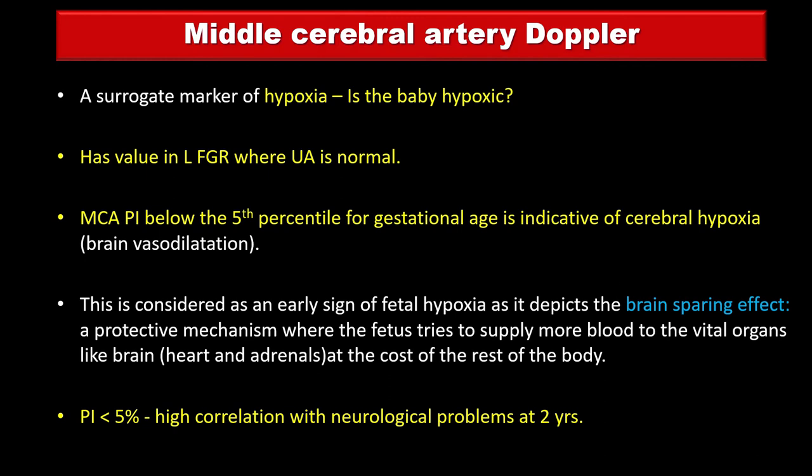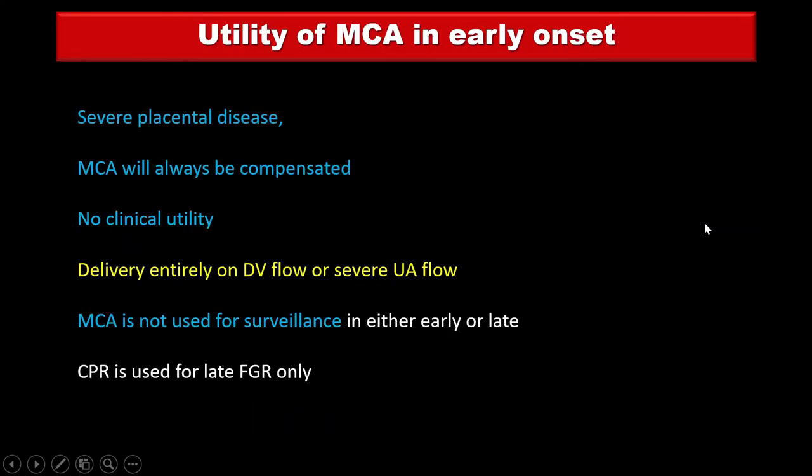Coming to MCA, it is a surrogate of hypoxia. So the question we ask is, is the baby hypoxic? And this has more usefulness in late onset FGR. MCA below 5th centile is indicative of brain hypoxia and brain sparing effect. In early onset FGR, there is severe placental disease. MCA will always be compensated. So it has no clinical utility. Delivery will be entirely on ductus venosus flow or severe umbilical artery flow. MCA is not used for surveillance.